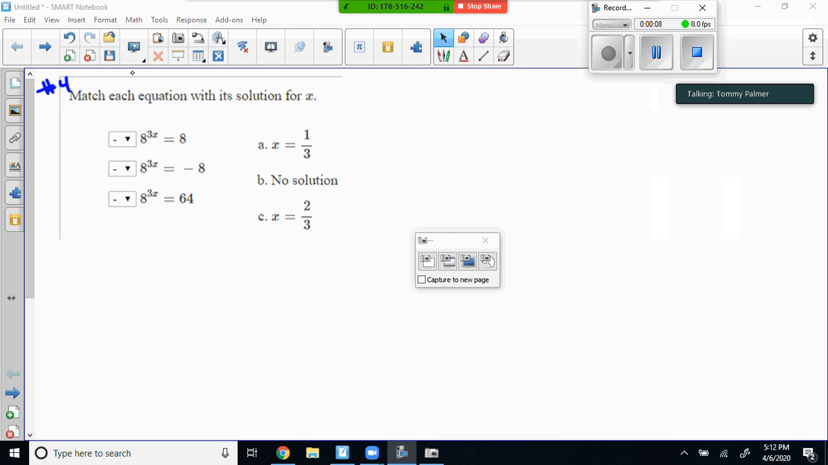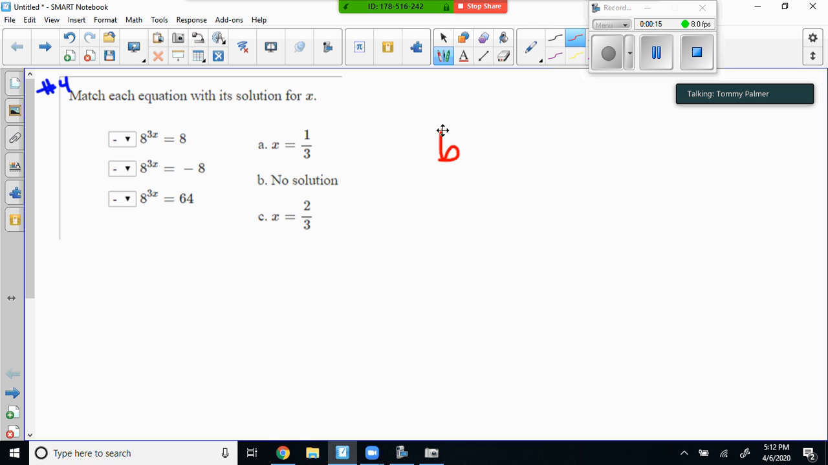6.6, question number 4. In doing this, we've got to get our bases to be the same. So we'd have base raised to the x is equal to base raised to the y. If these bases are the same, then I can say x is equal to y, right? That's what we're trying to do.